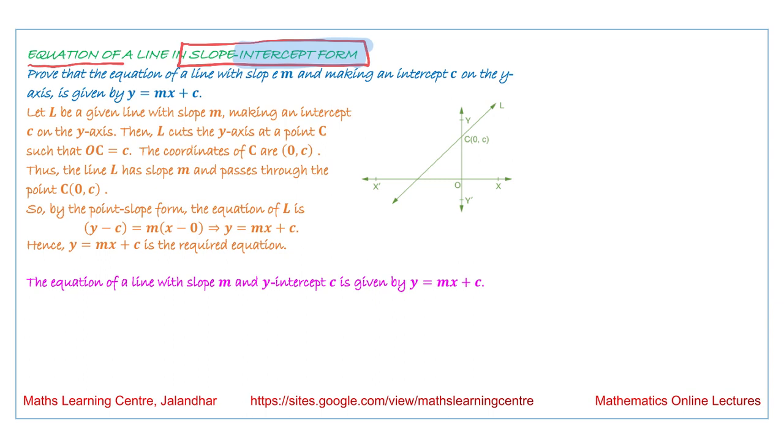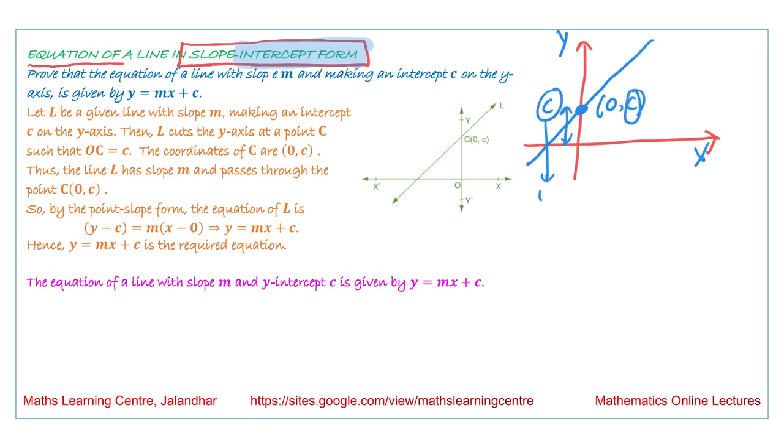So y-intercept means, suppose these are the x-axis and y-axis, and we are talking about a line in this form, and this line intersects the y-axis at the point 0 comma c. Then this c, the distance it has from the origin on the y-axis, is called the y-intercept.